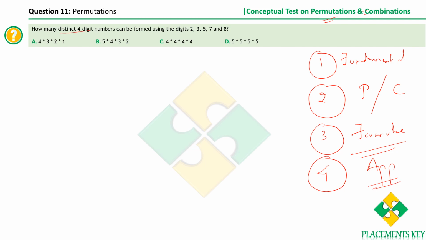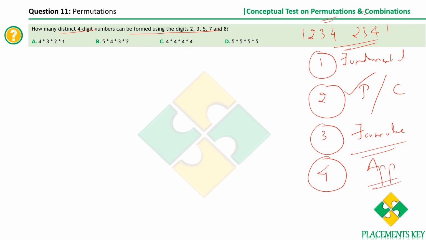How many distinct 4-digit numbers can be formed using the digits 2, 3, 5, 7 and 8? Clearly it's a permutations based question because order is important here, right? Because the number 1, 2, 3, 4 and the number 2, 3, 4, 1 are different. So order is important. It's a permutation based question and we can solve it using the formula directly.